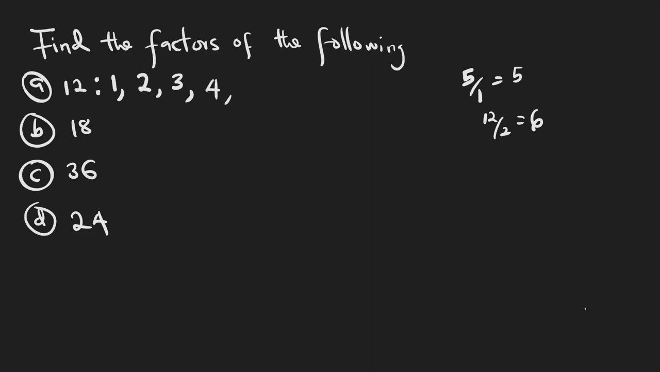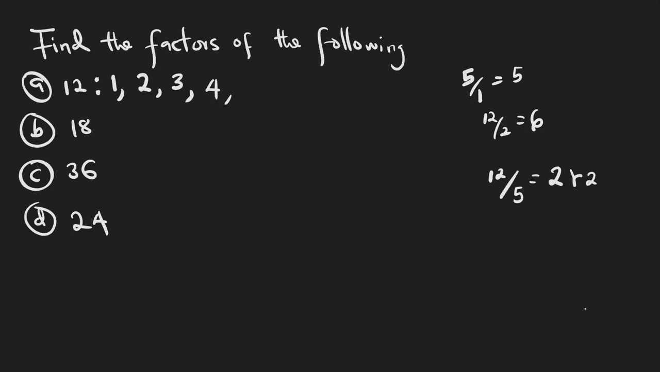The next one is 5. 12 divided by 5, of course you're going to get a remainder. 12 divided by 5 will give us 2 remainder 2. So therefore 5 is not a factor of 12. Why? Because 12 cannot divide by 5 without remainder. There will always be a remainder.